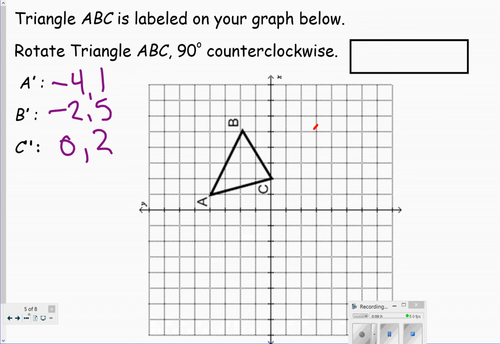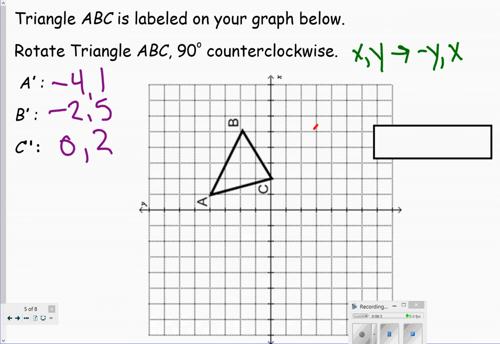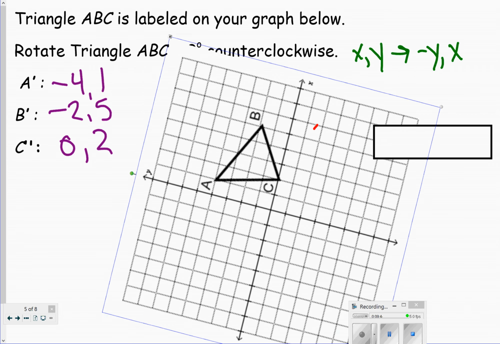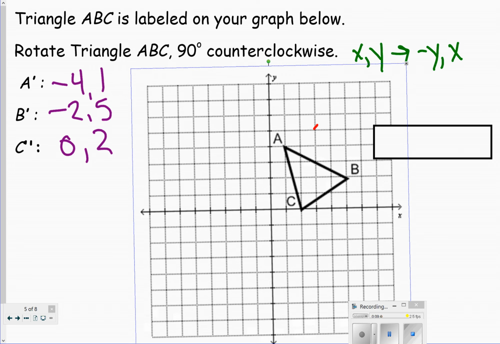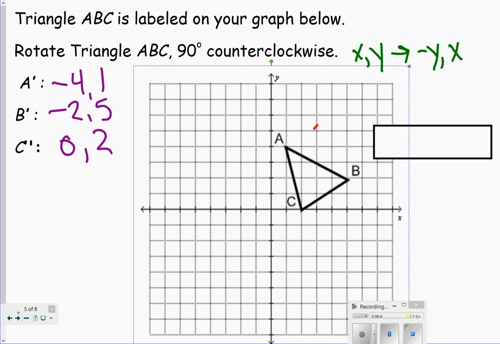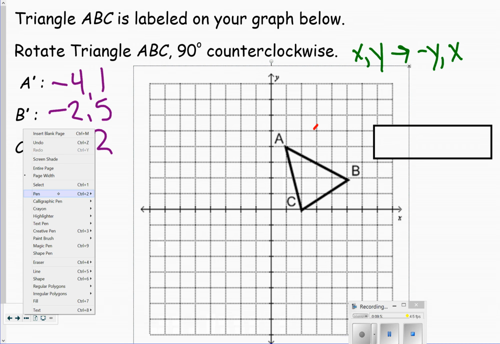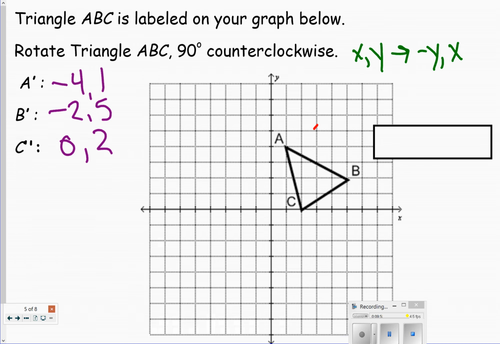So basically what we did was we said X and Y change order, and now Y goes first and X goes second, and the Y value changes. So if that's true, if we turn this back, because we turned it one time, and we put these new ordered pairs in, we would see, let me grab our pen one more time. Let's see, -4, 1.